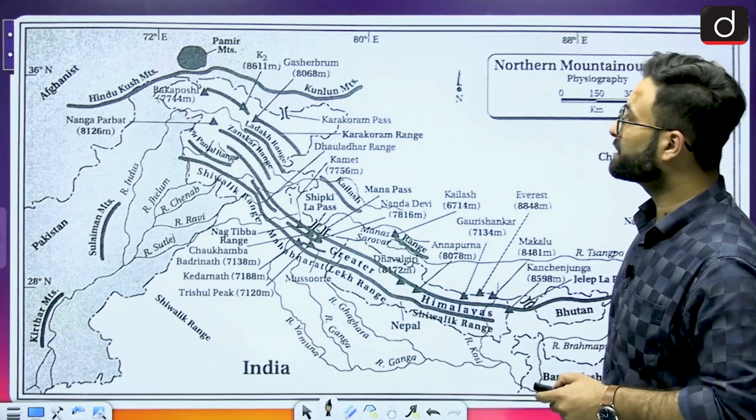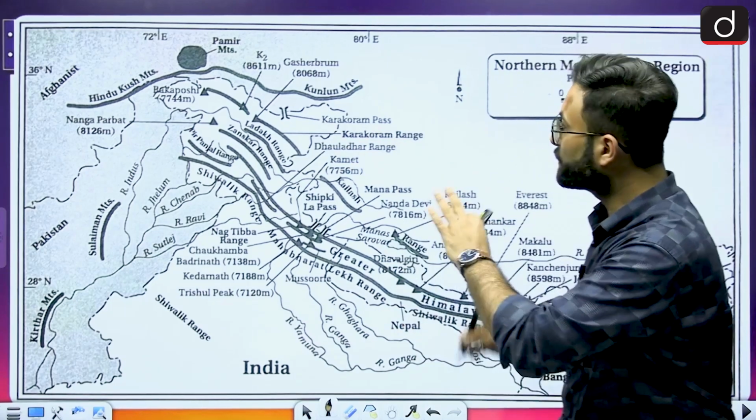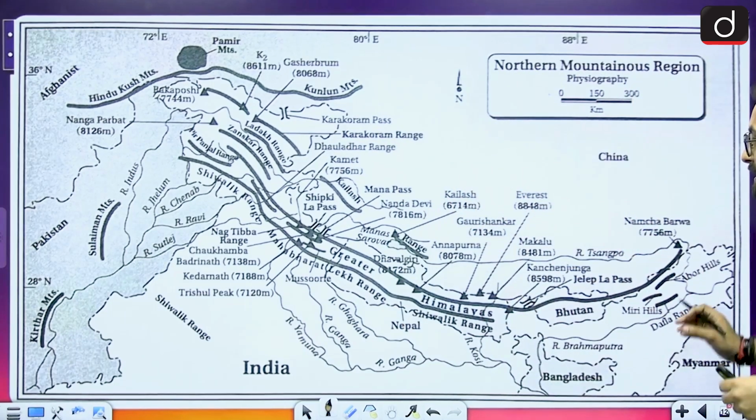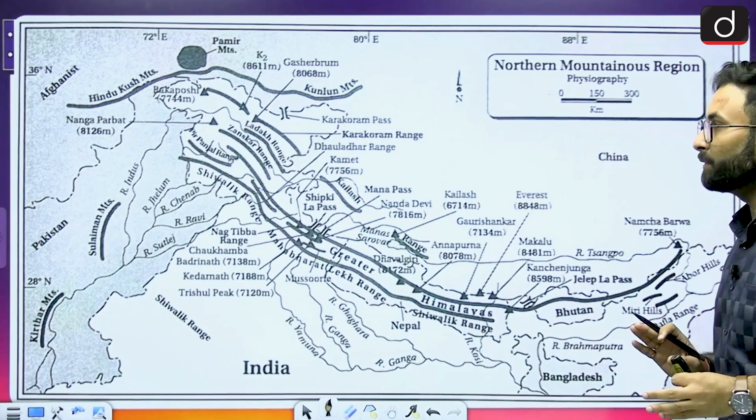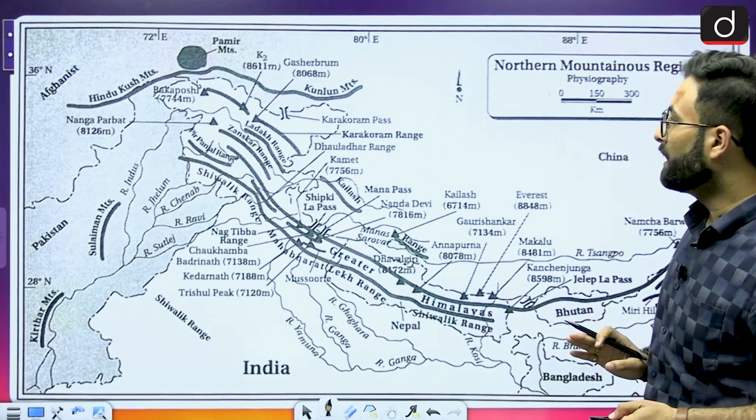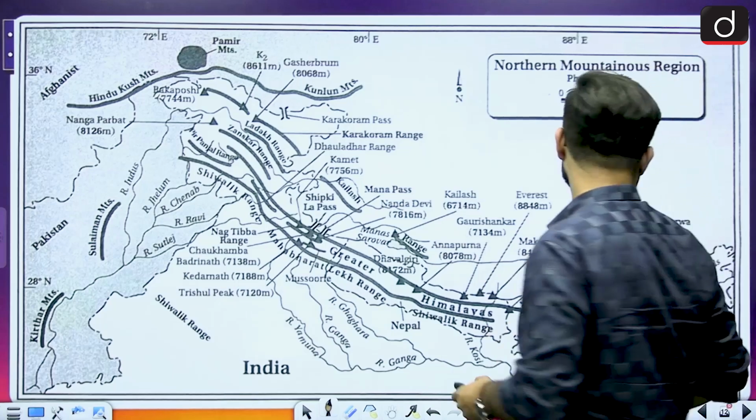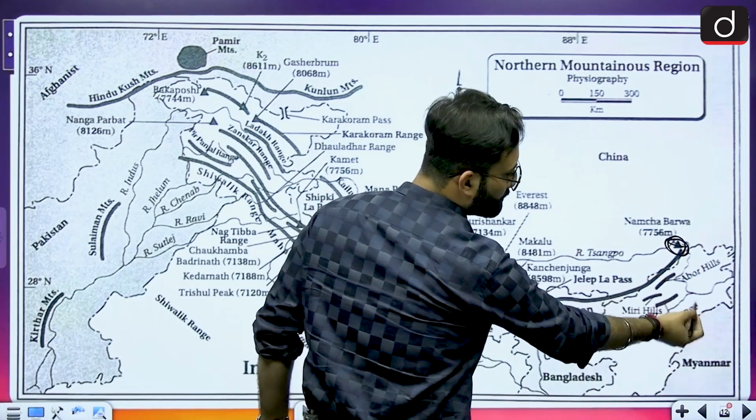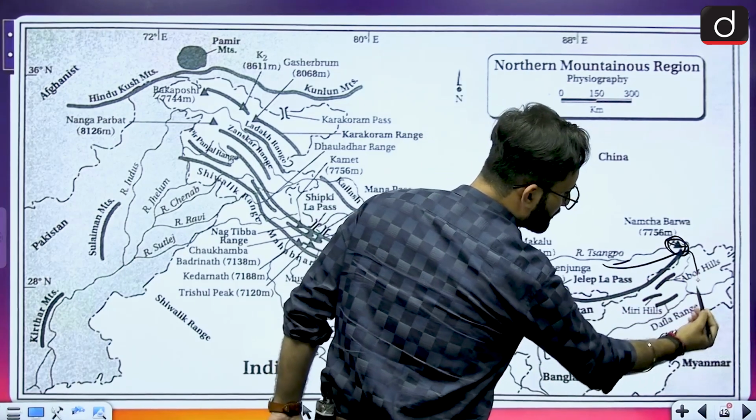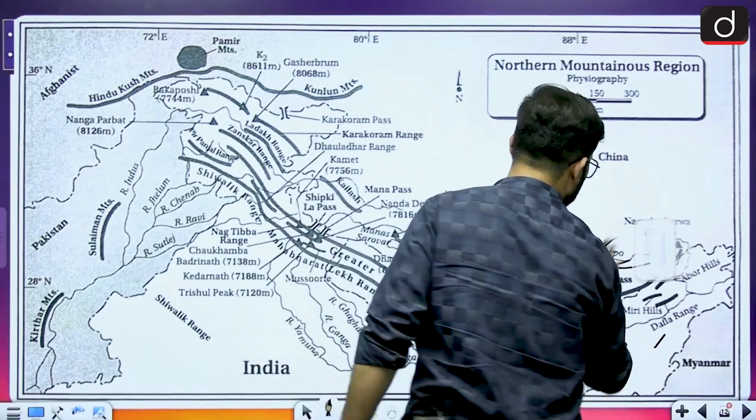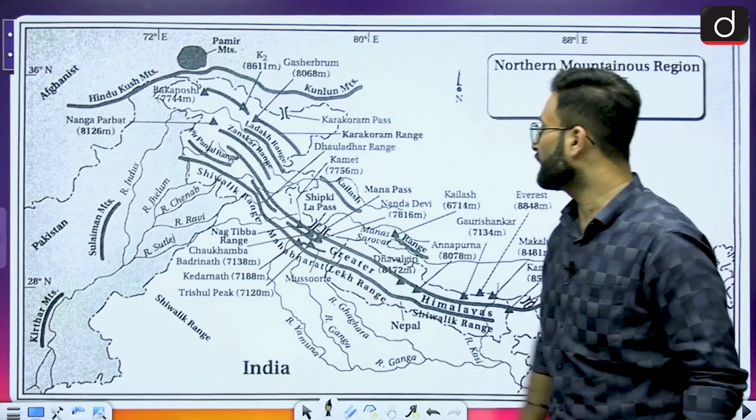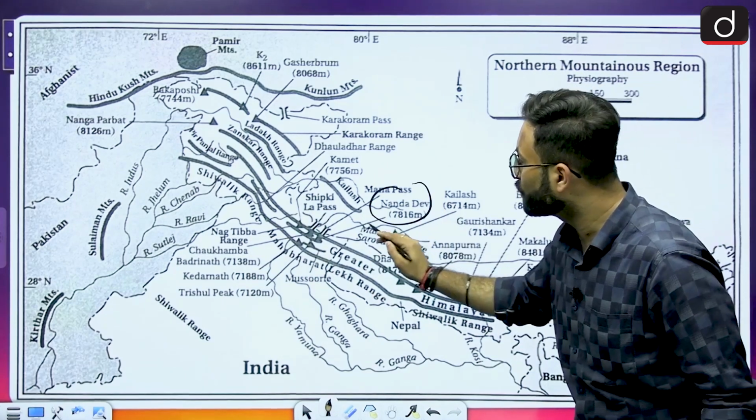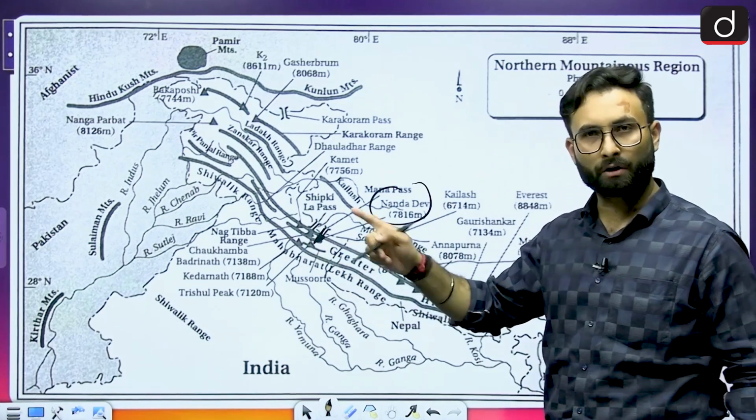Here, when we talk about this whole region, you should go through this map, because obviously if I go into the details, that will be very difficult for us. What is important for us is Namcha Barwa. Here you can see this is your Namcha Barwa. Here we have Abor and Mishmi, and this is how the Himalayas turn. Coming to the next one, Nanda Devi is located over here. That is the area of the Kumaon Himalayas.